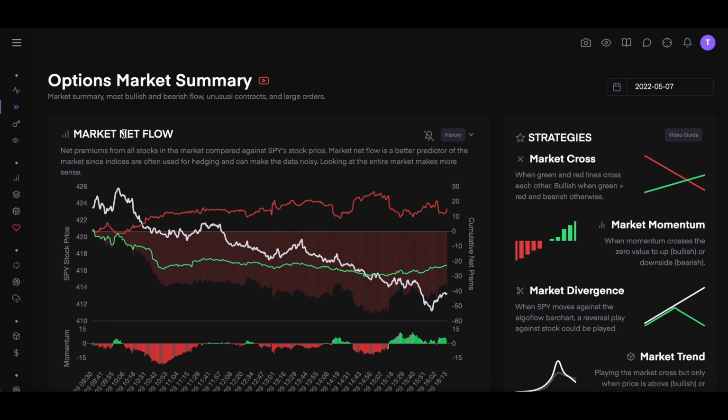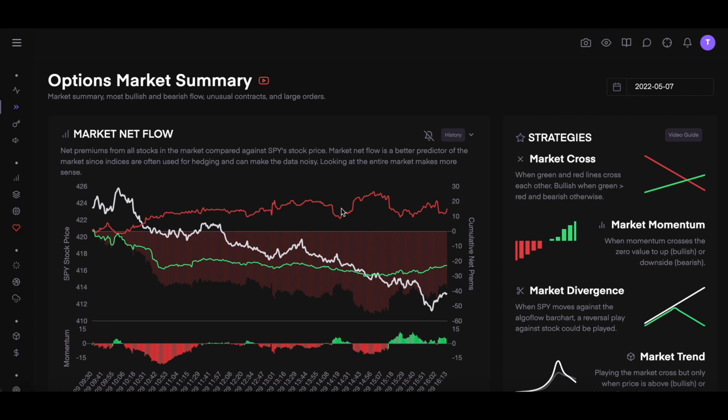So NetFlow, or net premiums, which is another term we use for NetFlow, is just the total accumulative value of puts and calls. This red line is actually puts net premium. Net flow means the total amount of money that's spent on puts, both the inflow and the outflow. So that's where the net term comes in.